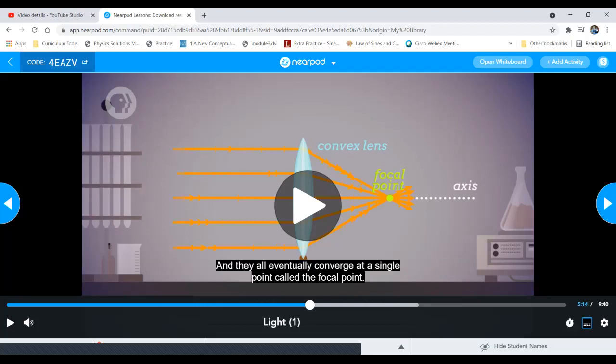All right, so bear with me. All of the rays are converging at this point once they pass through this convex lens. I want you to think now, since all of the rays are at one point, is the image that we see going to be real or is it going to be virtual? So just think about that.